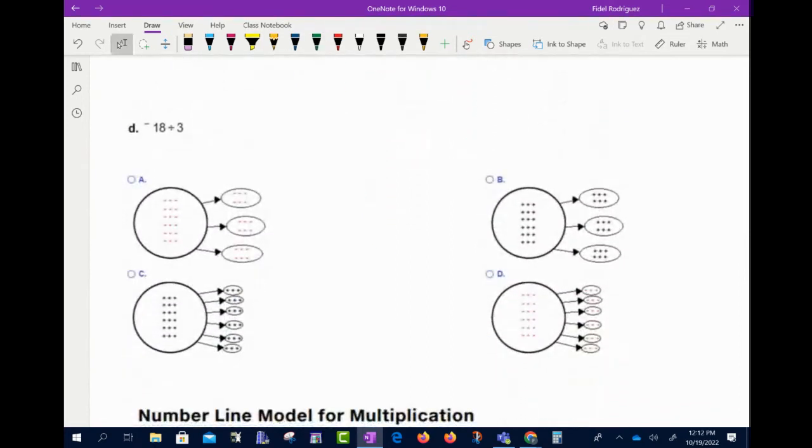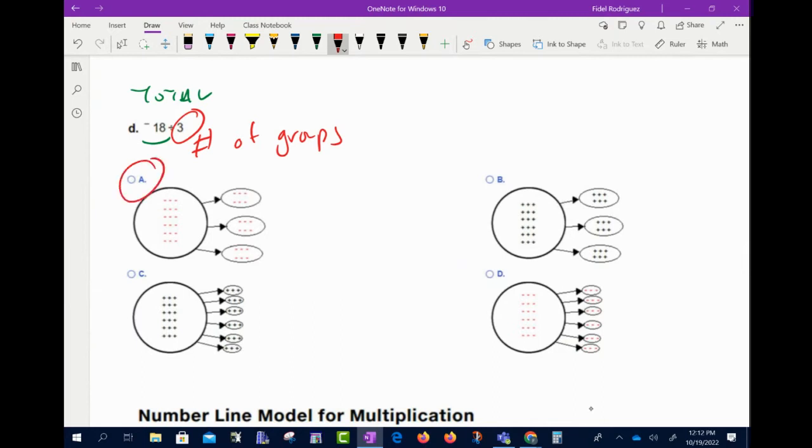All right, and this next one here where I have a -18 divided by 3, again, the -18 is going to be my total. And then the 3 is going to be the number of groups, okay? So first thing I want to do here, y'all, is I'm going to look at which of these choices, A, B, C, and D, have 18 negatives. Remember, the negatives are the red ones.